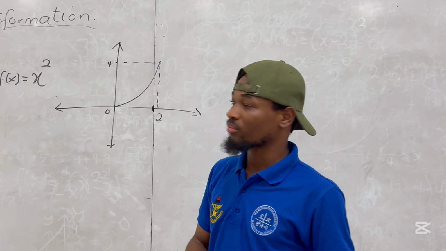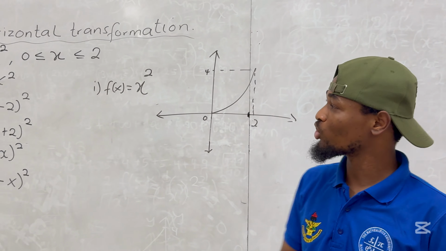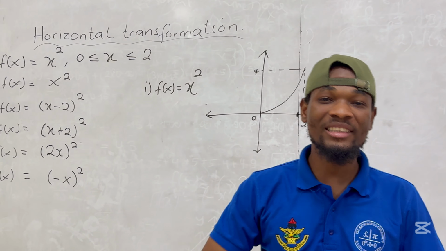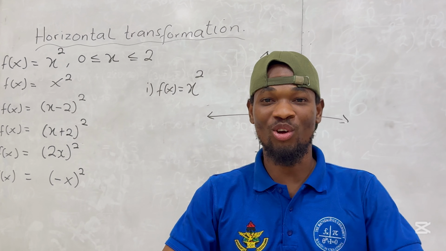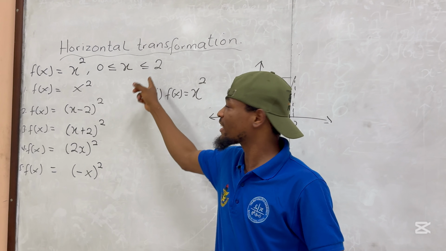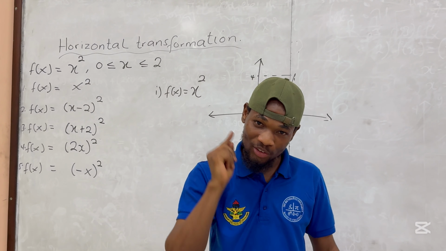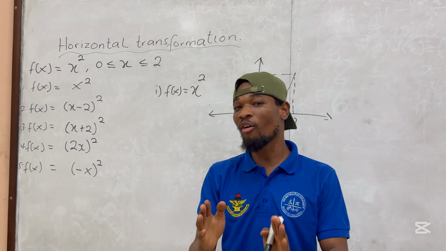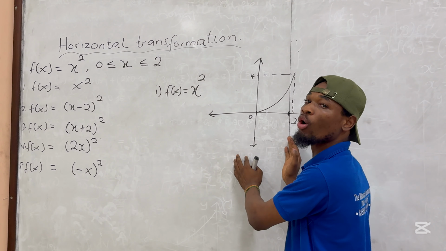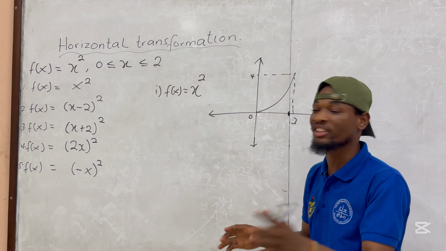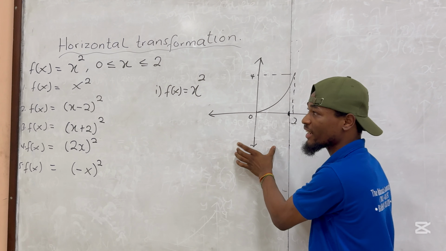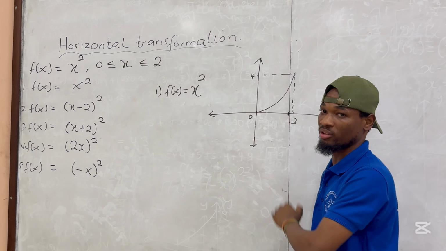We have f of x is equal to x squared under the condition 0 less than or equal to x less than or equal to 2. As a result of that, when you graph f of x equals x squared, you are going to get this, and this is the original function. If you want explanations to this, can you visit my previous lecture slides on vertical transformation.